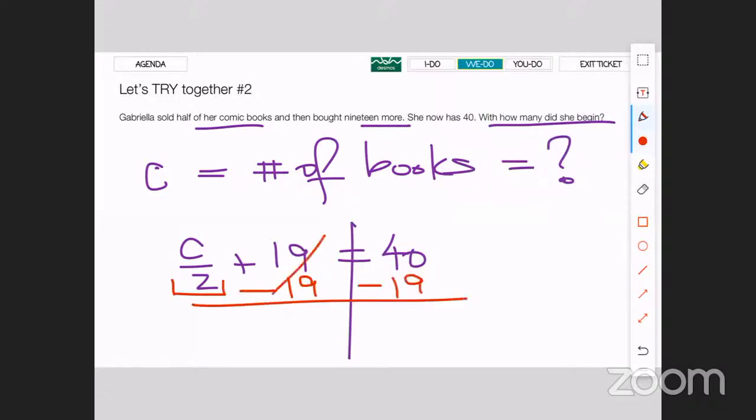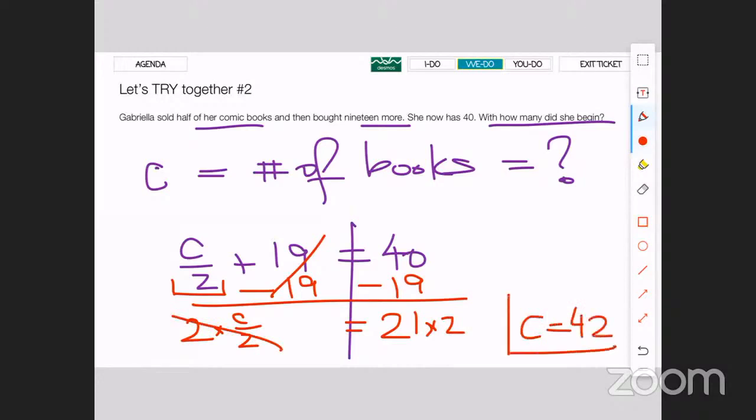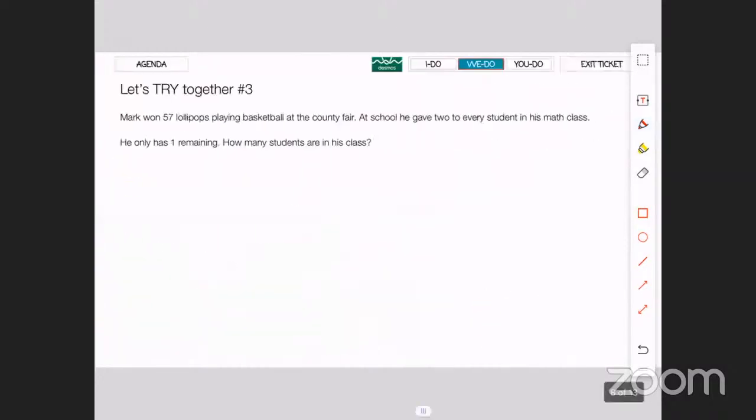Okay, so the 19s cancel out and we bring down the variable term, and that is equal to 21, right? The last thing is, because the variable C is divided by 2, you always have to do the opposite of divide by 2. That means you're multiplying by the same number, so by 2. The 2s cancel out, and C becomes 42 books. So before selling, she started with 42 books.